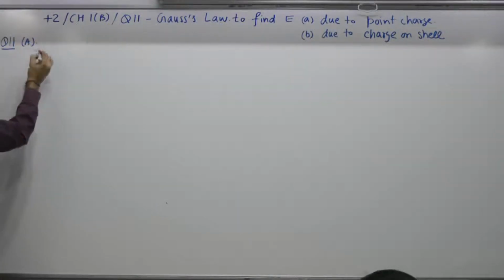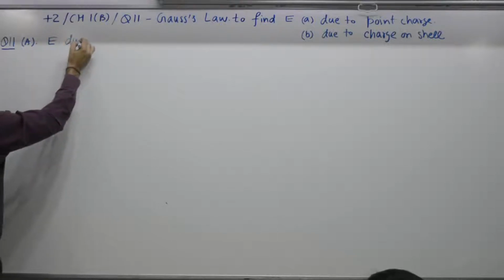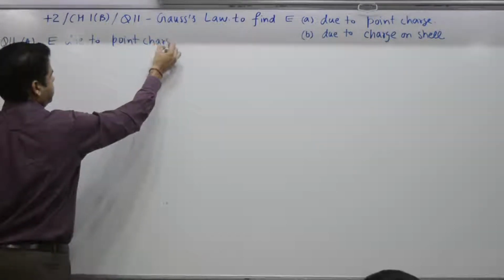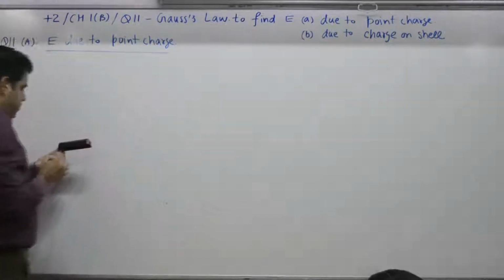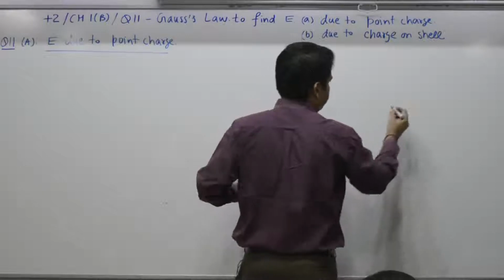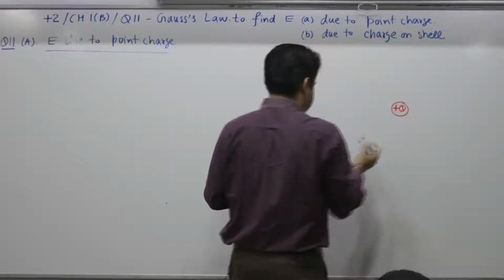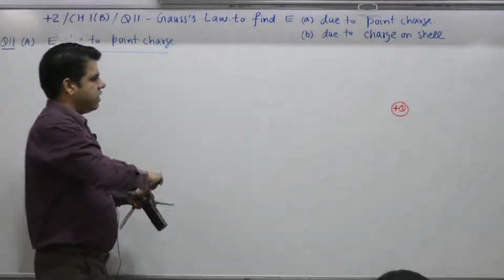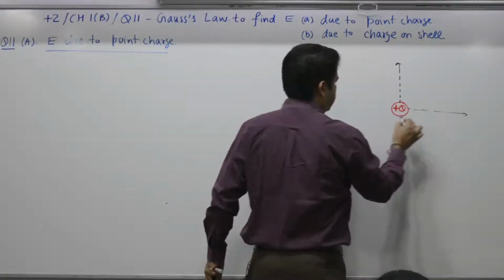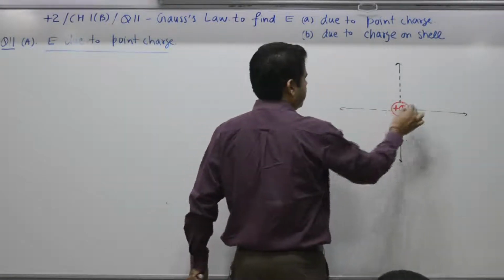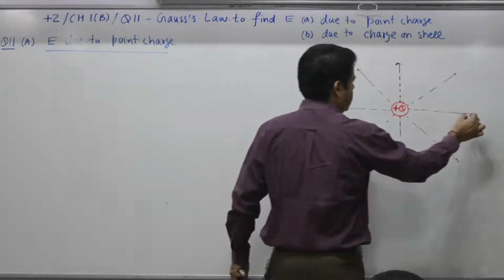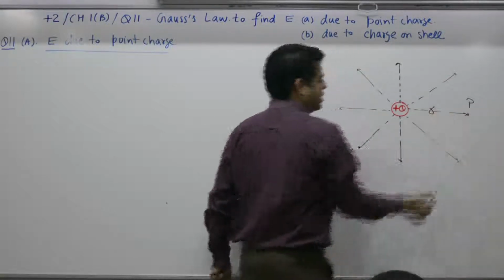A part. E due to a point charge. You have a point charge. Due to this point charge, you have electric field E. Electric field lines move out of a positive charge. You have to find out E at any point P, which is a distance R.